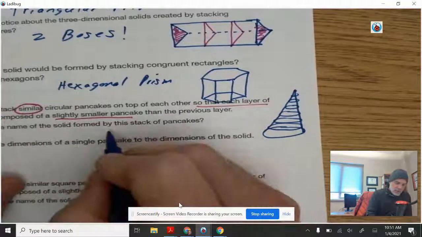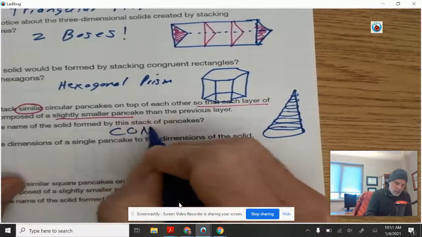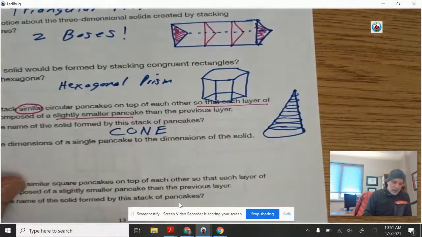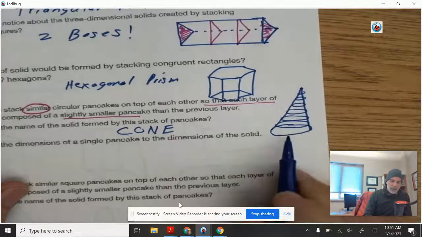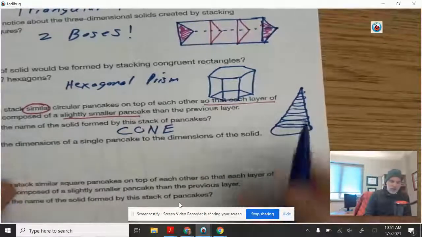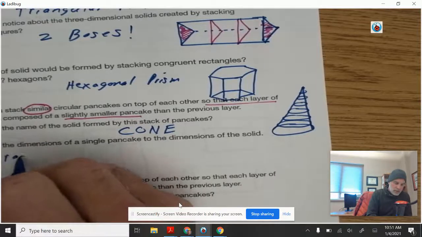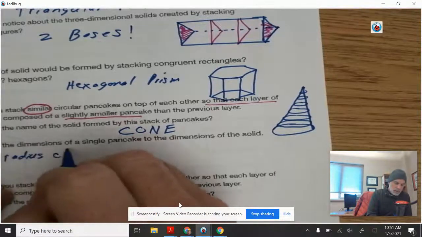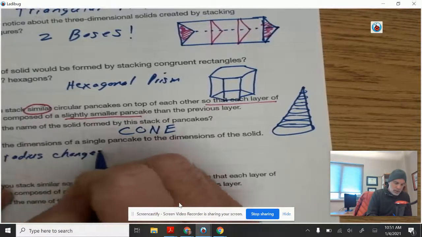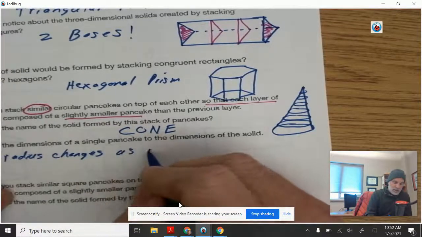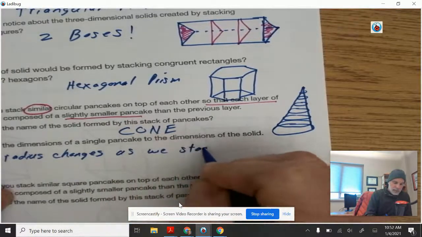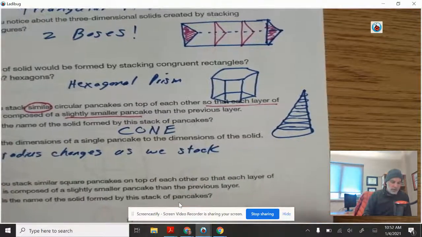I think we all would remember the word is cone. Relate the dimensions of a single pancake. So I would say on this one that the radius changes as we stack. It's not consistent all the way throughout.